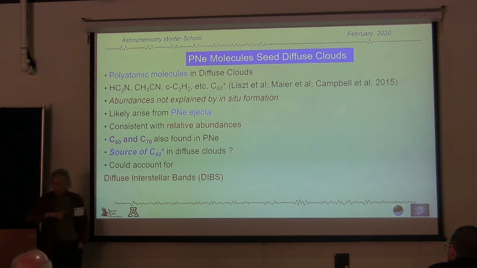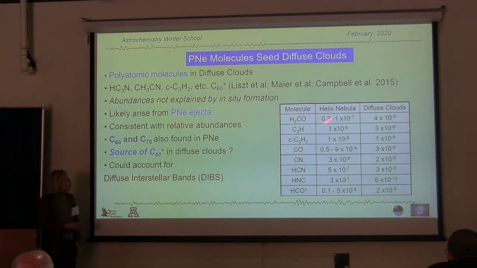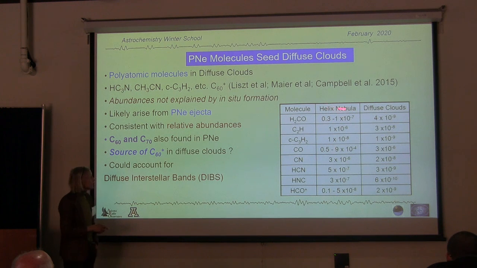Anyway, if you look at the relative abundance of what we measure in planetary nebulae versus what is seen in diffuse clouds, this is the Helix Nebula, the oldest one that we've studied, relative to diffuse clouds. You see the abundance has dropped by an order of magnitude or two, which is consistent with the stuff being ejected into diffuse clouds and slowly dispersing.